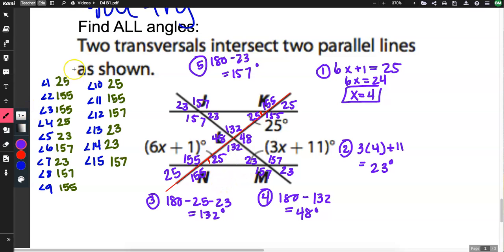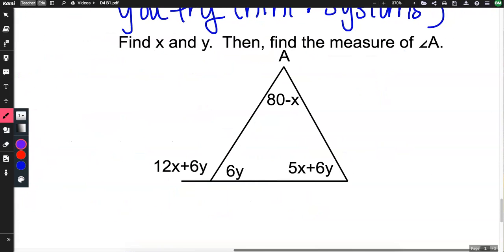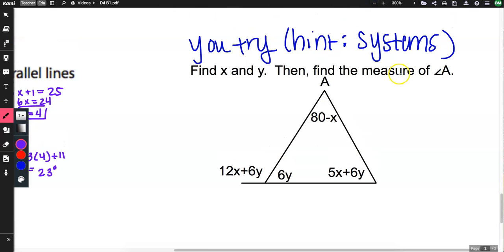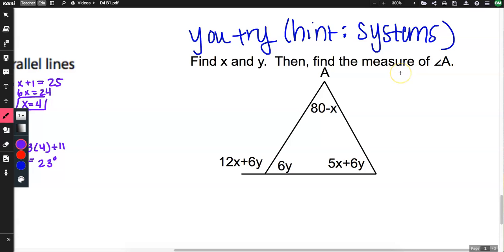Okay, so if you need to pause to look more, definitely do so. We have one left here for you guys to try, this last one. It says find x and y, then find the measure of angle A. I'm not even going to start this one for you. I want you to try it completely on your own. There's not one singular way to do it, but a hint: you will be using systems. So see if you can solve this problem.